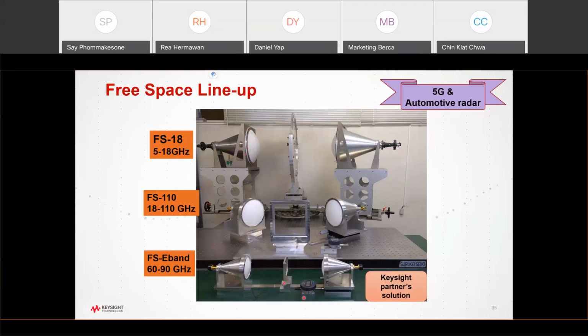Also, we have a fixture here with a micrometer that helps you during the calibration in terms of using the TRL calibration. If you're not familiar with that, don't worry. The Keysight Network Analyzer has a step-by-step calibration wizard that walks you through and tells you what to do.